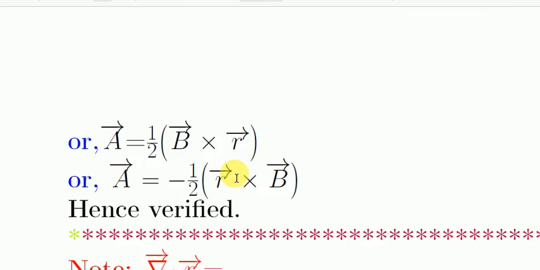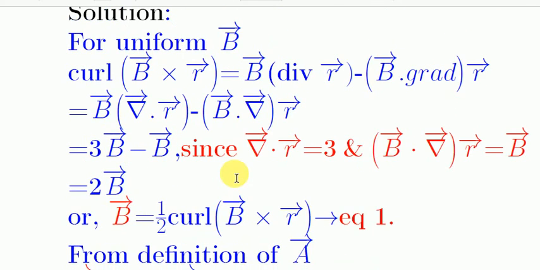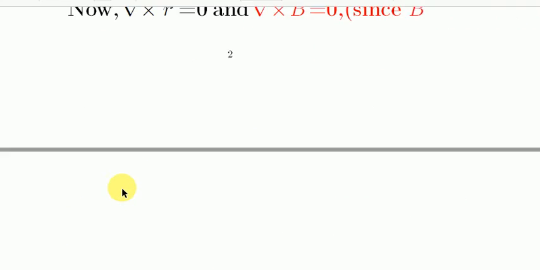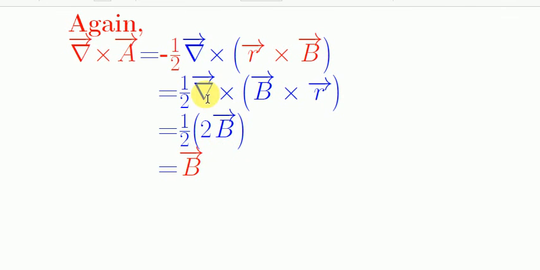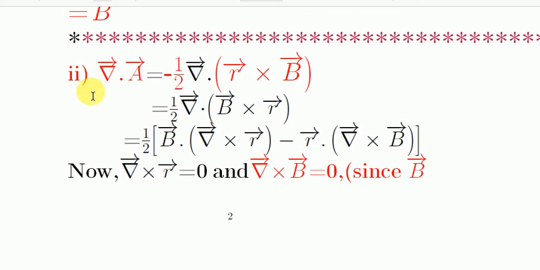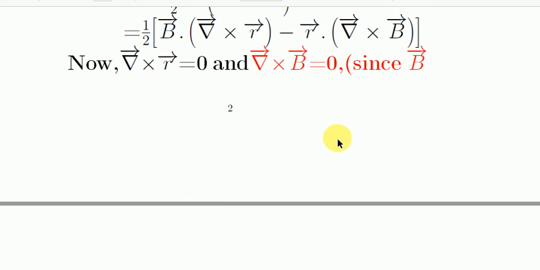So let us see this again. Let us see curl of B cross R equal to 2B. So we can use this expression here in the place of del cross R cross B. So in the place of del cross R cross B we can write 2B, and it simplifies to B. So del cross A equal to B and del dot A equal to 0.